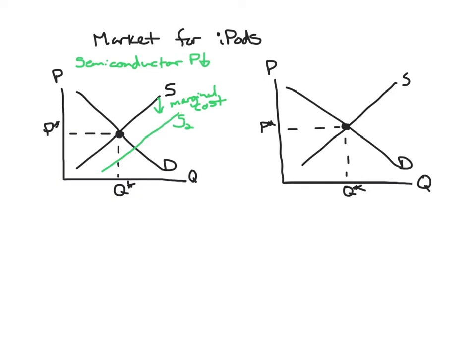So this would lead to a new equilibrium if this was the only thing happening to the market for iPods, where the quantity of iPods bought and sold would increase from Q star to Q star 2. And the price of an iPod would also decrease from P star to P star 2. So the cheaper production costs in the form of cheaper semiconductors would eventually be passed along to consumers in the form of cheaper iPods.